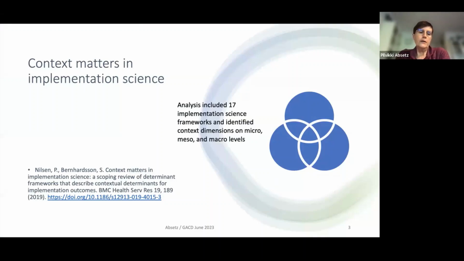literature, and Per Nielsen from Sweden is very well known in implementation science, and he had published a couple of years ago a scoping review on context titled "Context Matters in Implementation Science," and the review included 17 implementation science frameworks, and identified context dimensions on micro, meso, and macro levels.